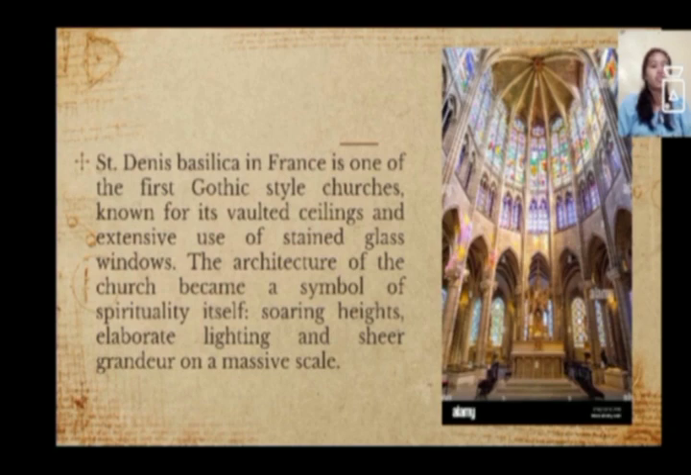The architecture of the church became a symbol of spirituality itself, with its soaring heights, elaborate lighting, and sheer grandeur on a massive scale. So the taller the building, the less dark it looks, and the stained glass in its windows adds light inside the church. When a building is small, it is dark, especially if there are no openings and all the windows are closed.